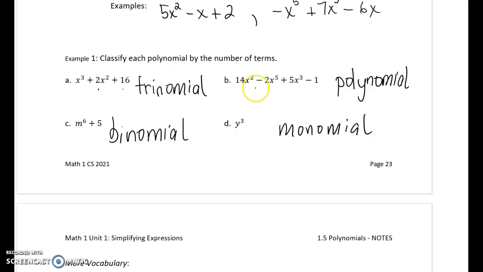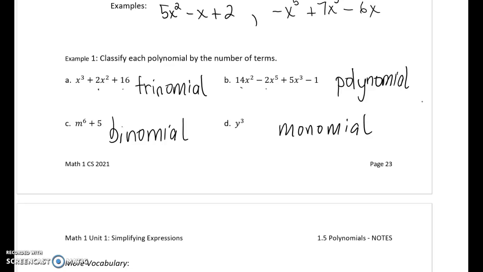Okay, part B, again, looking at the plus and the minus signs that separate out the terms. So that means I have 1, 2, 3, 4 terms in this polynomial. Now, in the above vocabulary list, we did not have a specific word for a 4-term polynomial expression. So therefore, we're just going to call it polynomial. Anything that's 4 and above, we're going to classify by the number of terms by simply saying polynomial.